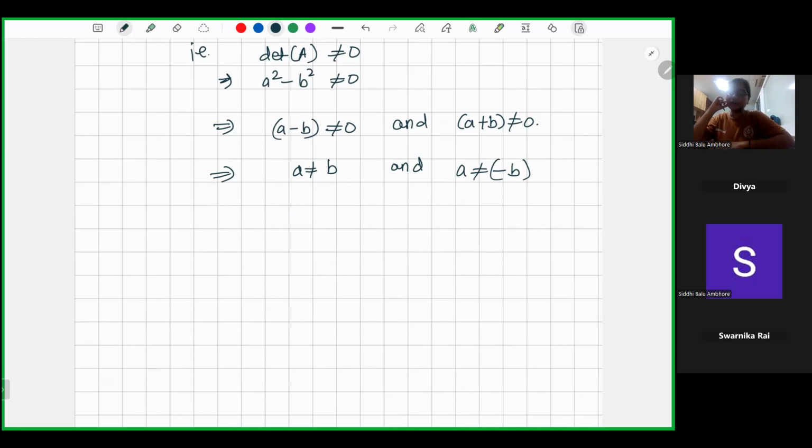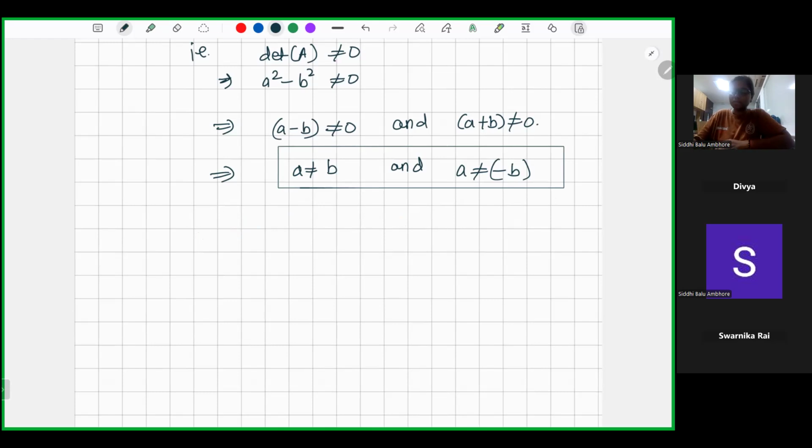Yes, the moment I have A not equal to B, yes, exactly. This is to avoid zero, so both must be satisfied together. Otherwise, it should satisfy zero. We want both to be true.